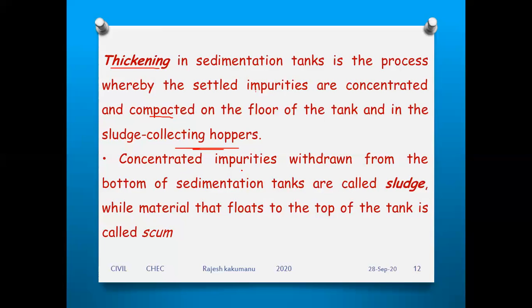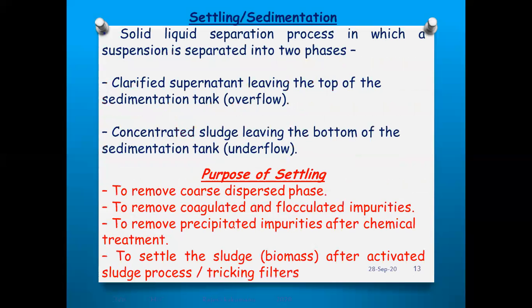Okay, the concentrated impurities withdrawn from the bottom of the sedimentation tank are called sludge, while the material that floats on the top of the tank is called scum. So the solid impurities forming on the bottom surface of the tank are nothing but the sludge, and the material that floats on the top of the tank is nothing but scum. Right? Now we'll discuss the meaning of sedimentation and the design of the sedimentation process.